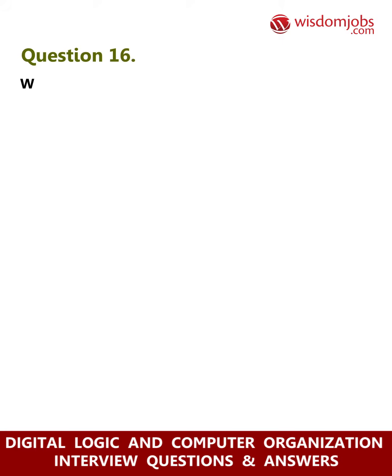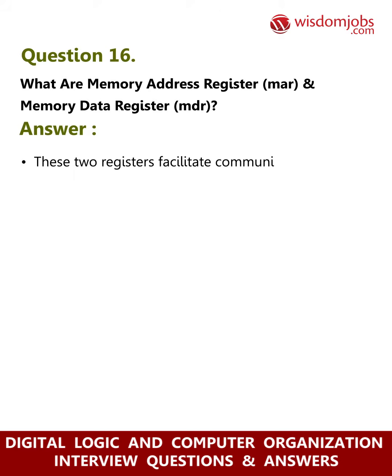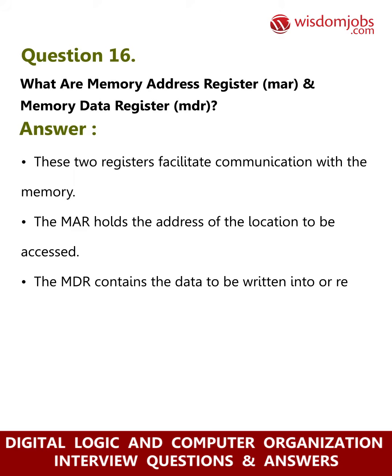Question 16. What are the memory address register (MAR) and memory data register (MDR)? Answer. These two registers facilitate communication with the memory. The MAR holds the address of the location to be accessed. The MDR contains the data to be written into or read out of the addressed location.